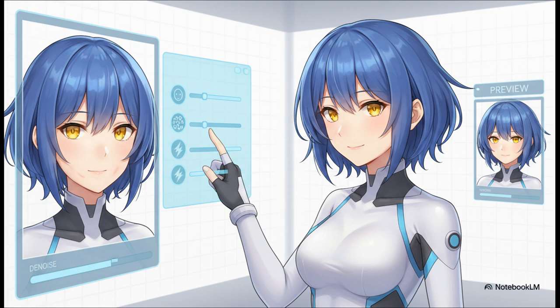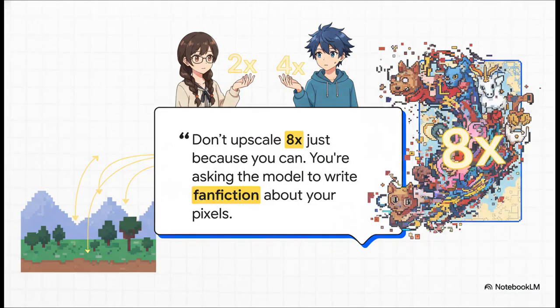The golden rule is to start subtle. You can always add a little more later. And you have to remember this. I love this line. Don't upscale 8x just because you can. Going past a 4x upscale is like asking the model to write fan fiction about your pixels. It's not just guessing anymore. It's making up entire stories about what might have been there. A good, clean 2x or 4x is usually the sweet spot for believability.